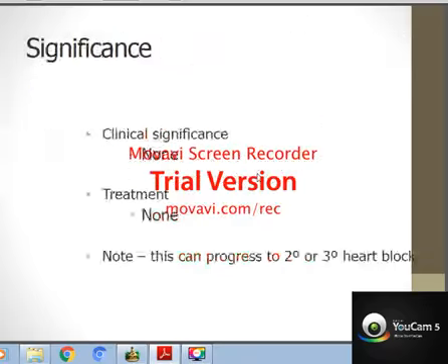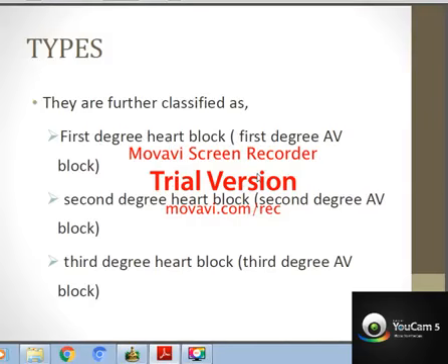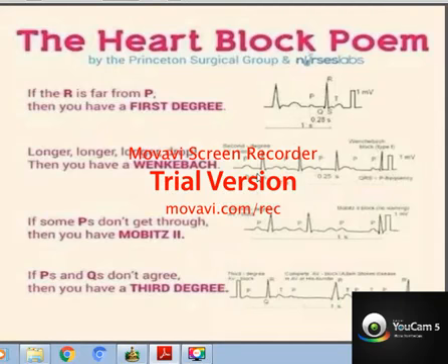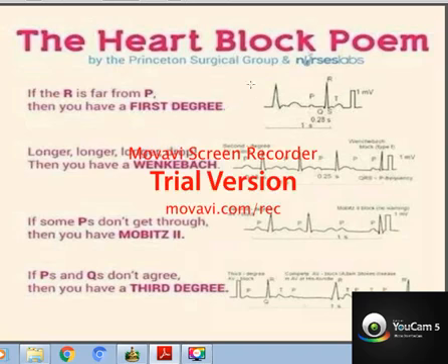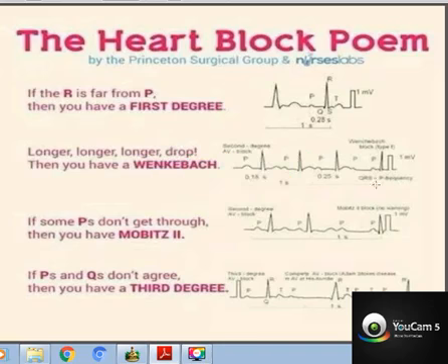Now we will move on to the poem here, what is mentioned. This is a heart block poem. It says, if the R is far from P, then you have a first degree heart block. So regular PR interval prolonged, we say it as first degree heart block. Longer drop. So PR interval starts normal, longer, more longer, and again there is a dropped beat, then we say it as Wenckebach or Mobitz type 1.